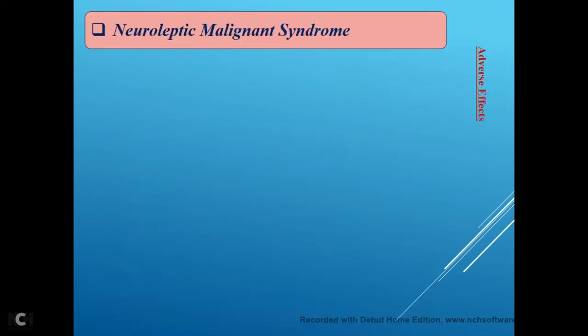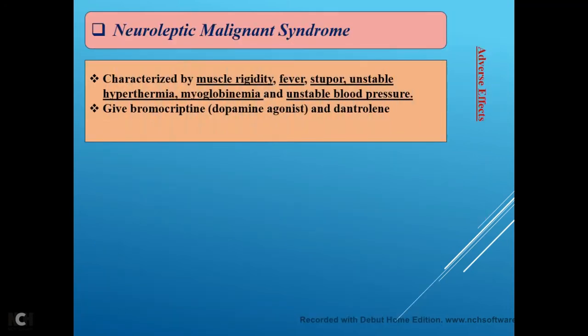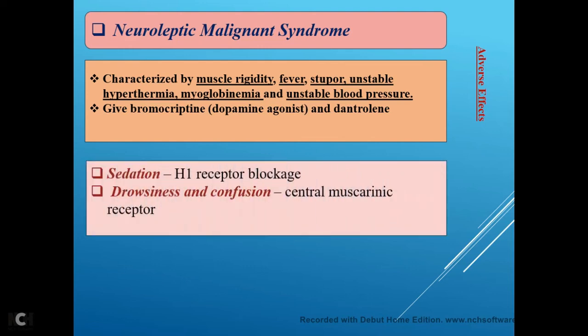Now the neuroleptic malignant syndrome, characterized by muscle rigidity, fever, unstable hyperthermia, myoglobinemia, and unstable blood pressure. The treatment is bromocriptine, dantrolene, and diazepam. Antipsychotic drugs also cause sedation due to H1 receptor blockage, and drowsiness and confusion due to muscarinic receptor blockage.